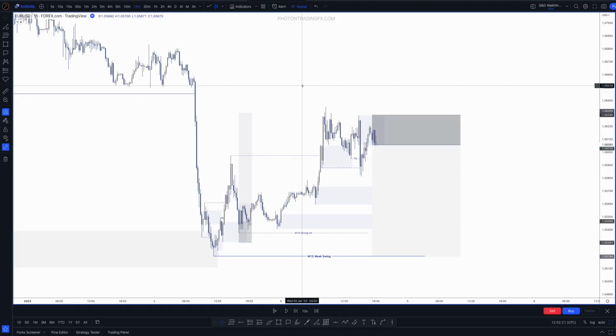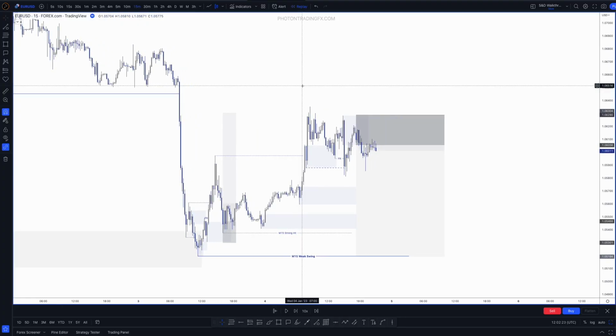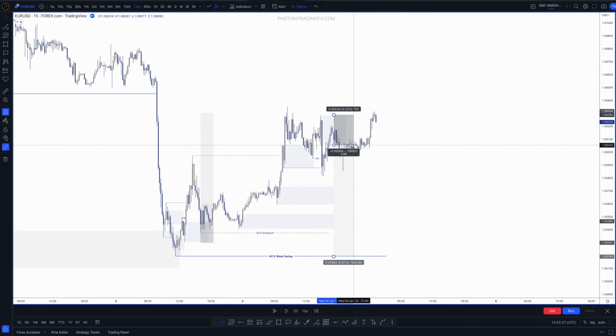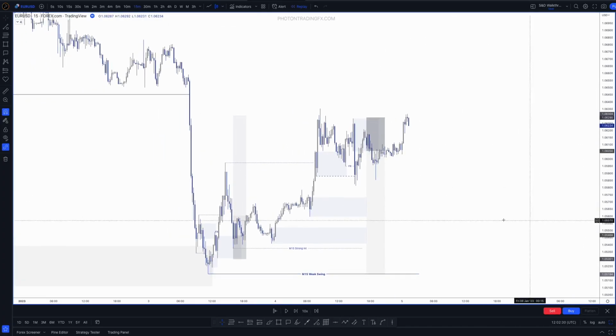See how this goes. Okay, nice reaction. Fast forward a little bit. And then we get sold out. Okay, no problem. Is what it is. Trading, you're never going to have a 100% strike rate.